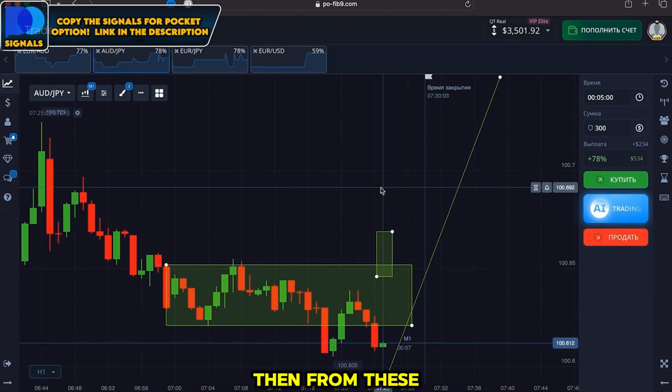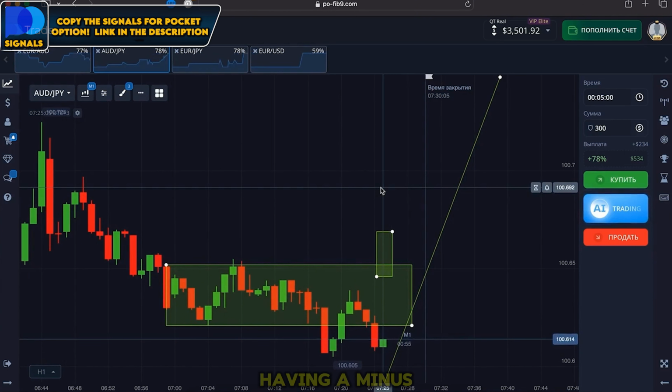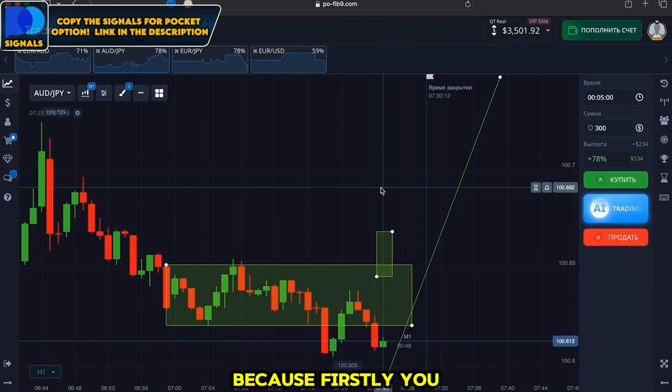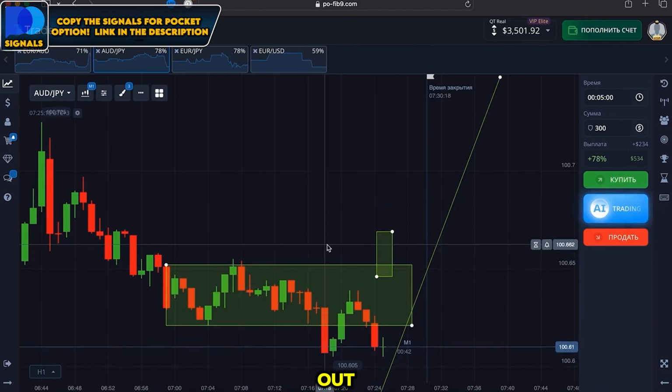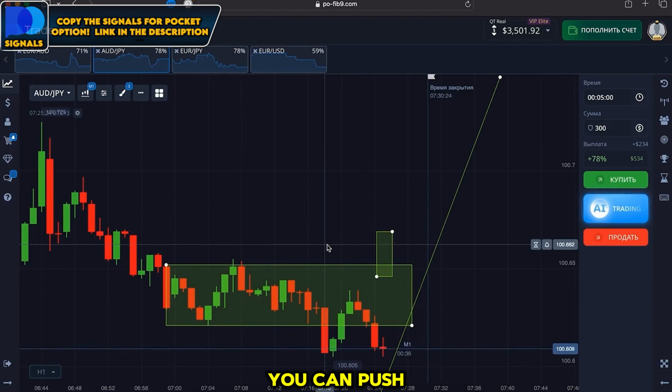Then, from these candles, you can calmly not worry about having a minus or some kind of sideways movement, but calmly push off simply to the upside. Because, firstly, you have an upward trend, and secondly, with the correction, the price starts to take itself out, and this means that buyers have rushed straight to the currency pair you are currently sitting on, and you can push off from it. The same thing, by the way, works on OTC pairs, so I advise using it.